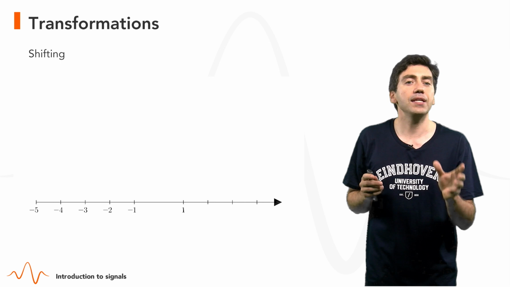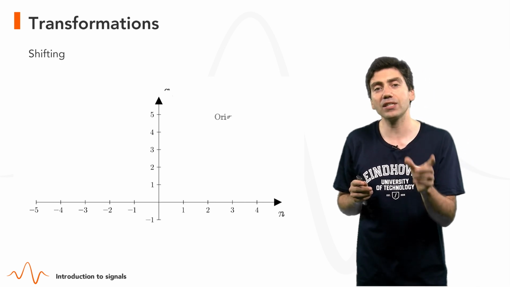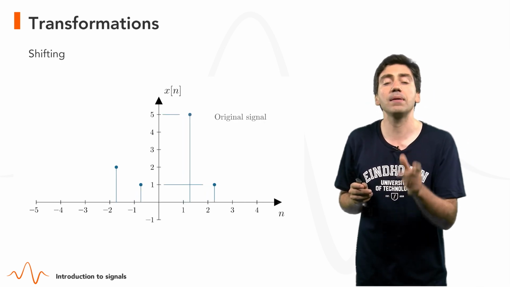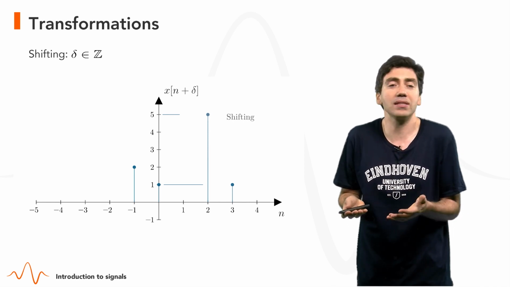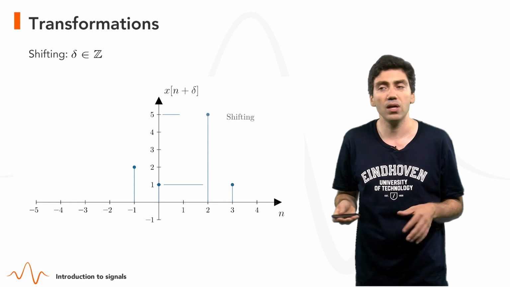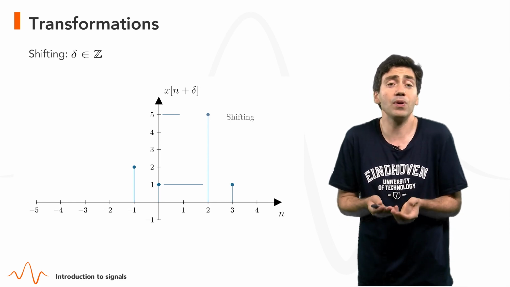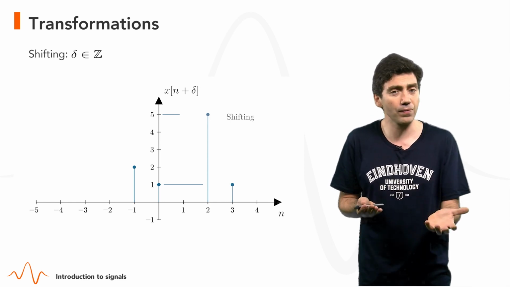Shifting is still easy in the sense that we can consider the signal x of n plus delta, but now delta must be an integer. We cannot, for instance, consider x of n plus 0.5 anymore, because we don't know, for instance, when n equals 0, what is the value of x of 0.5.